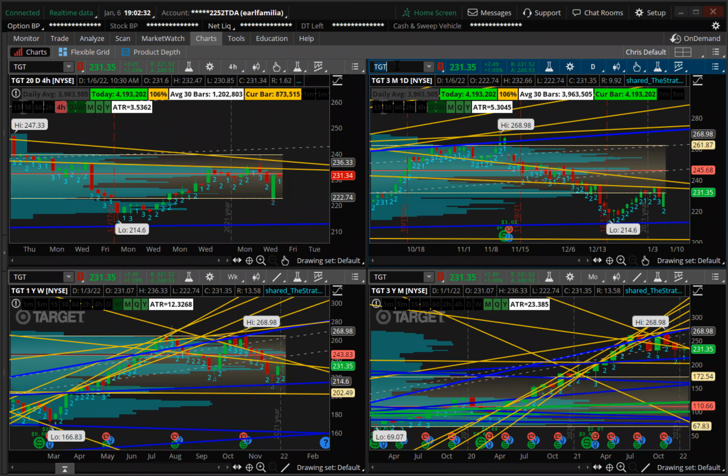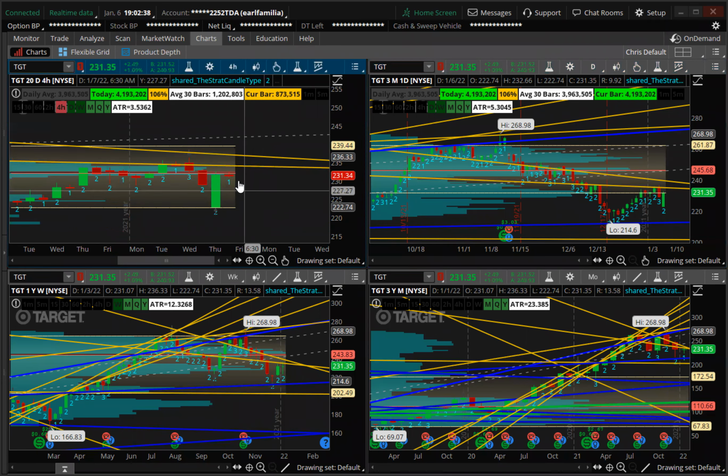Target does what it wants to do on Friday. So the best I can tell you with Target is, despite whatever the setup looks like on a Friday, if it has a trigger level, just set it and see what happens. And if it hits, then you take the trade. But Target's one, it's gonna do what the hell they want to do.